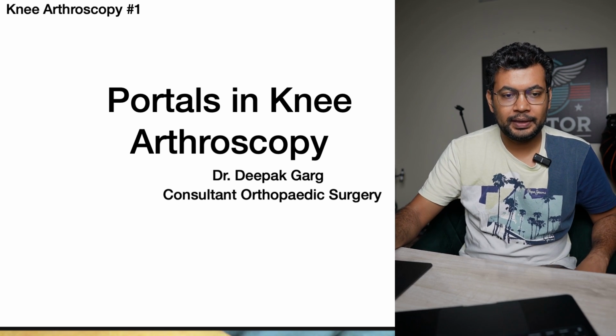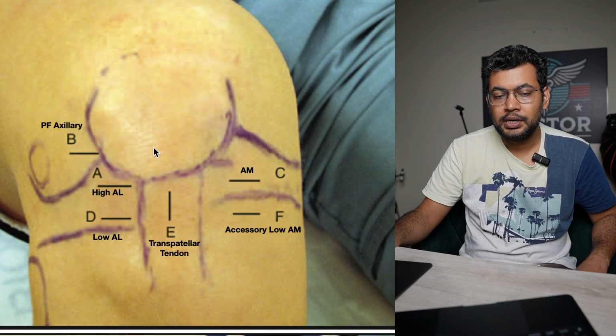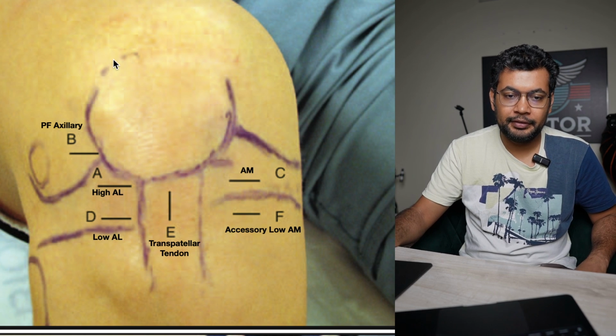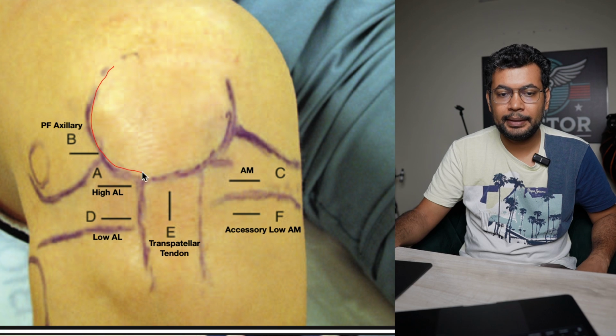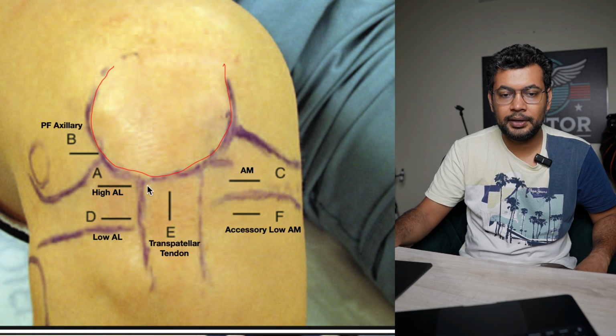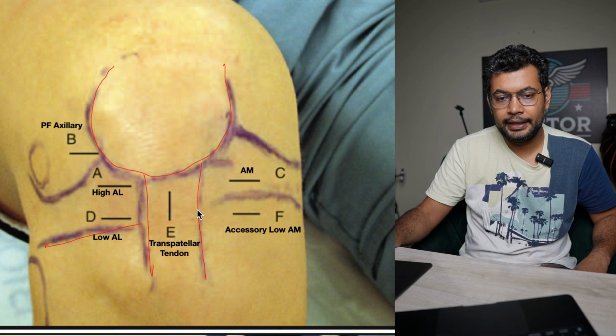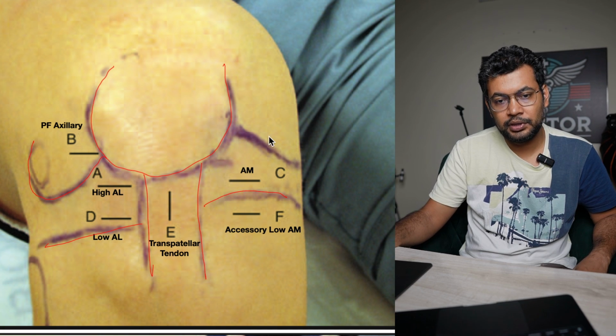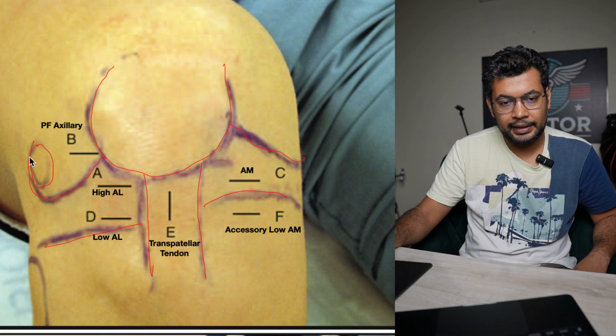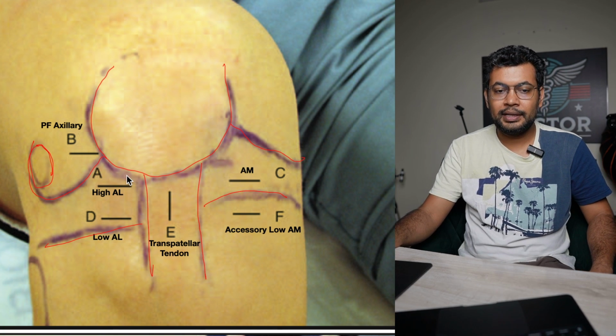So let's look at this picture. After painting and draping, we will first mark the surgical landmarks. This is the patella that we mark, and this is the patellar tendon. This is the lateral joint line, this is the medial joint line, and this is the lateral femoral epicondyle. This is the medial femoral condyle, and this is the femoral epicondyle that we have marked here. Then we have the portals.